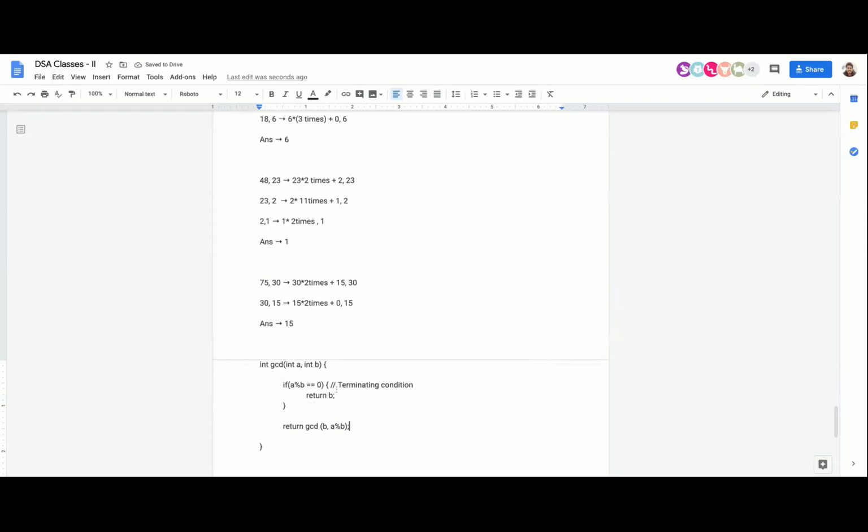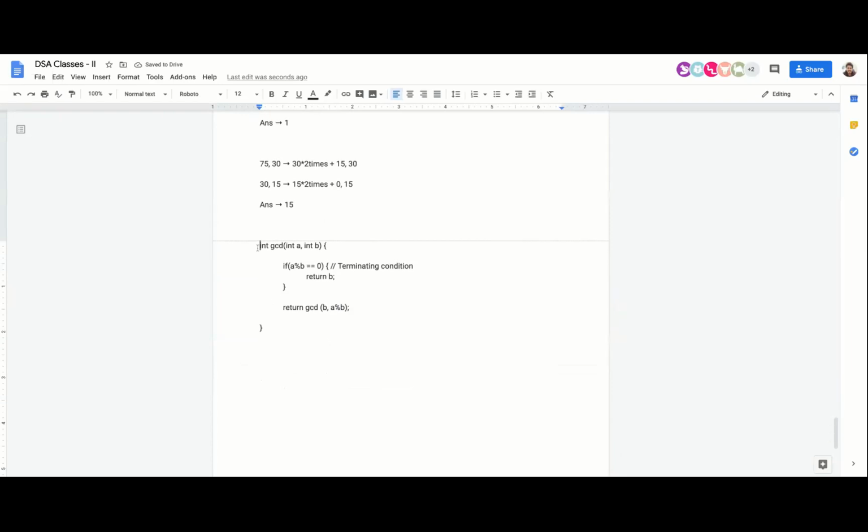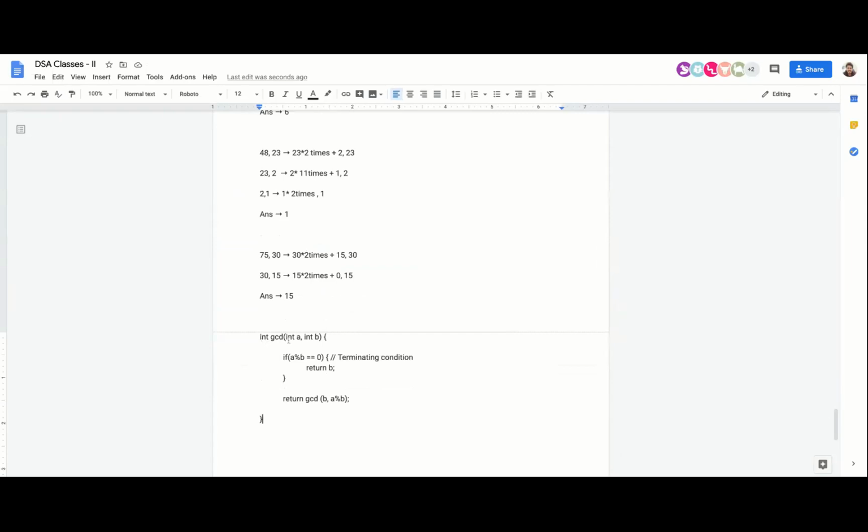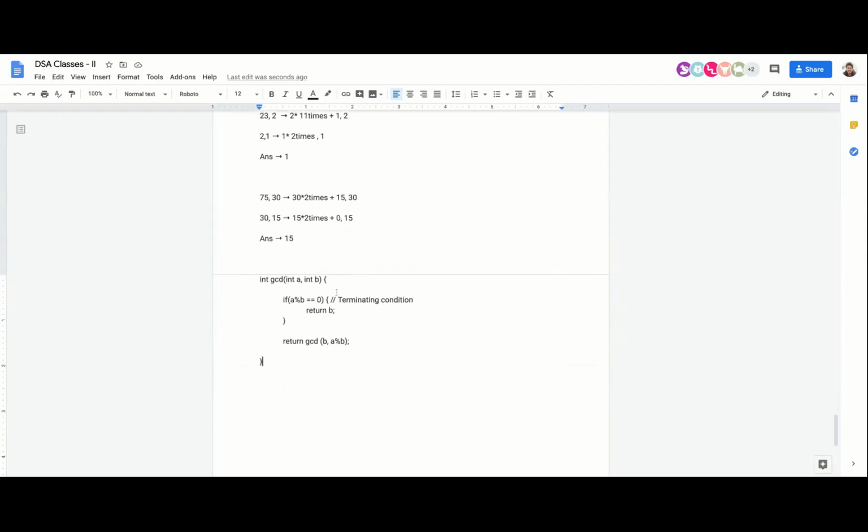Okay. Let me try to explain the recursion tree for the same question. Generally, whenever you have to create a recursion, you start, and let me try to explain how exactly a recursion works. Just a second. Let me try one more time.